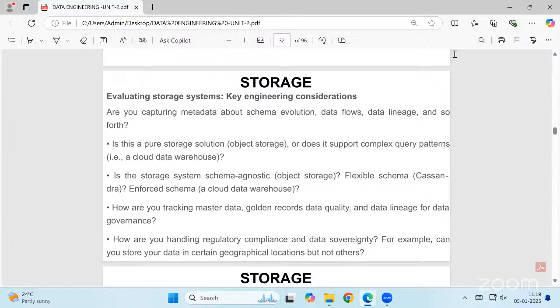Now, how are you tracking master data, golden records, data quality, data lineage for governance? Data governance means how you are storing the content and how protection is given to the data. Are you tracking those issues or not? Next, how are you handling regulatory compliance and data sovereignty? For example, can you store data in certain geographical locations, but not others? So it means you can store your data not in your own location.